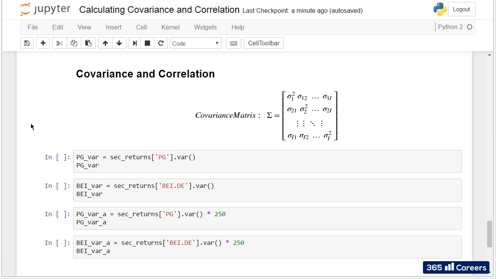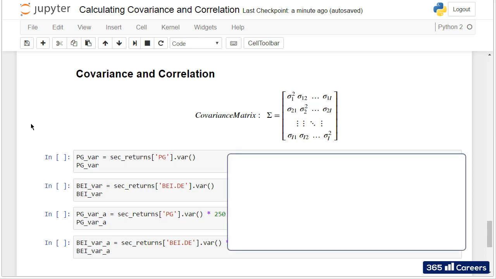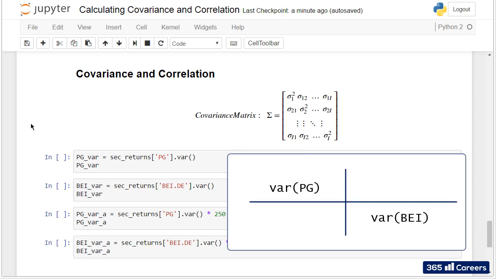Great. In our case, the variables are two stock prices. Therefore, we will expect a 2x2 covariance matrix with the variances of each stock along the main diagonal and the covariance between the two stocks displayed in the other two cells.